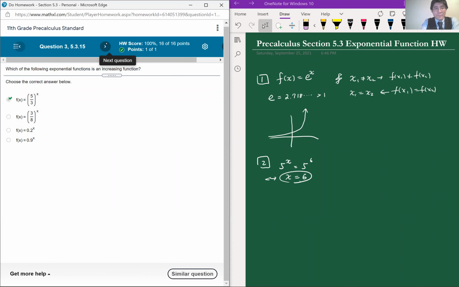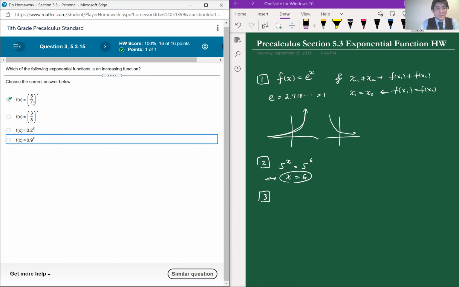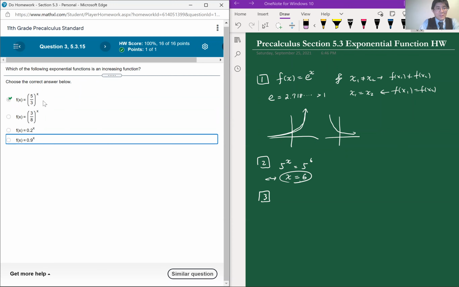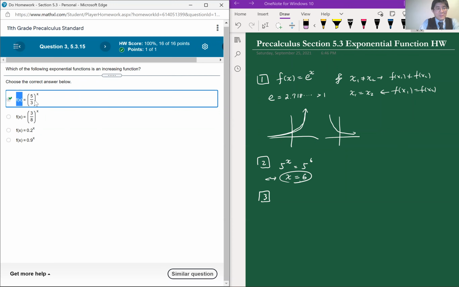Number 3. Which of the following exponential functions is an increasing function? The exponential function is increasing like this when the base is greater than 1. And the exponential function is decreasing when the base is between 0 and 1. So looking at the choices, all these are exponential functions. The first one has a base greater than 1, while the others have a base less than 1, like 3/8, 0.2, 0.9. So this is the only exponential function with base greater than 1.